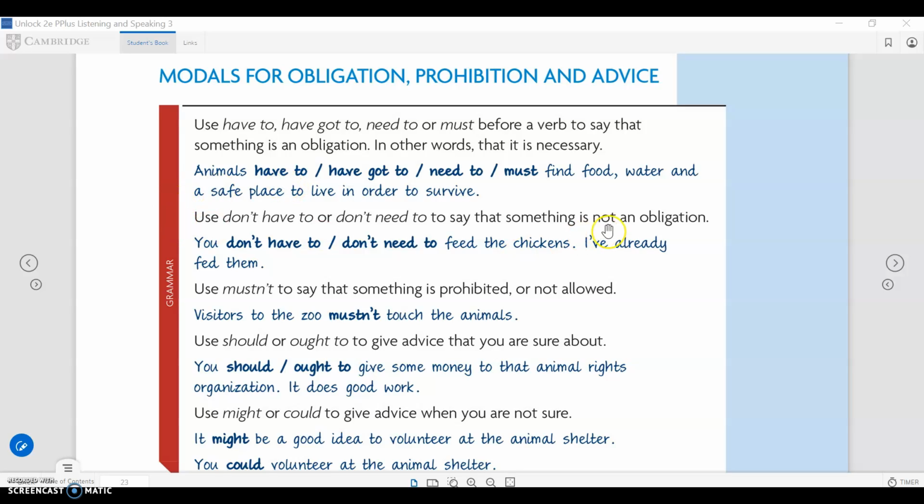If you want to say something is not an obligation, okay, we can use the negative don't have to or don't need to before the verb, okay, to express that. So let's see the example here. You don't have to or don't need to feed the chickens. Why? Because I have already fed them. Okay, we'll have more examples on modals used for obligation.